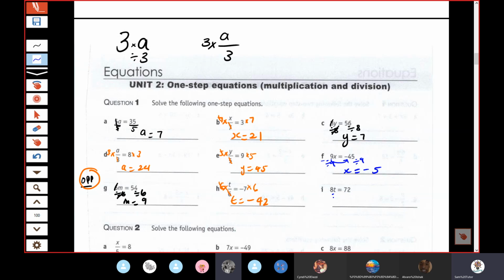Andrea, tell me, what do I need to do to both sides? You have to do t equals 72 divided by 8. Yeah, perfect. So that's going to come here. You're going to divide 8 on both sides. So T equals 9. Yeah. Beautiful work. All right, let's do more of those.